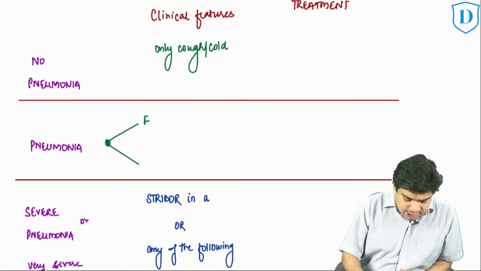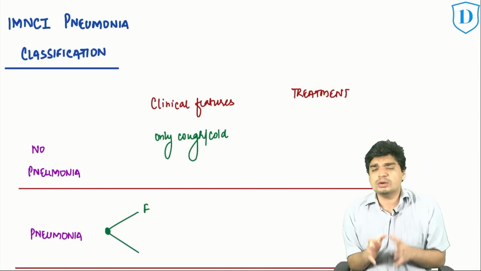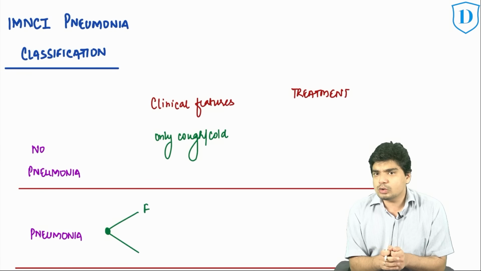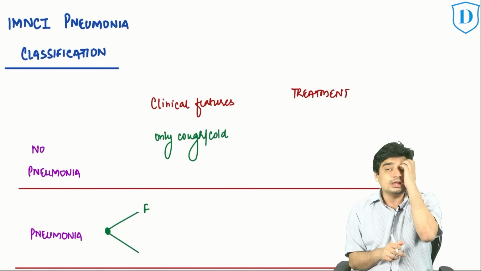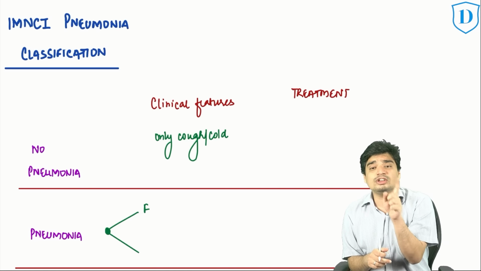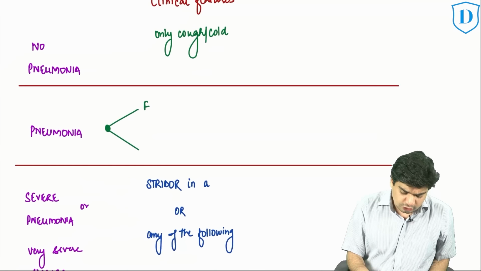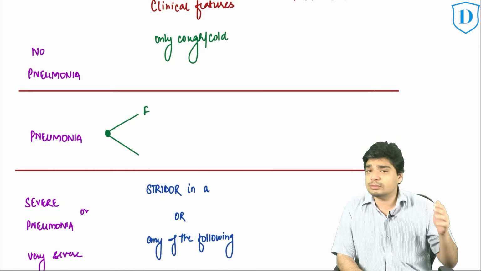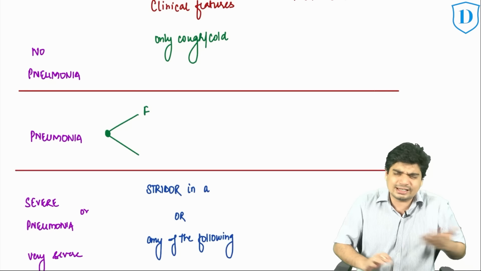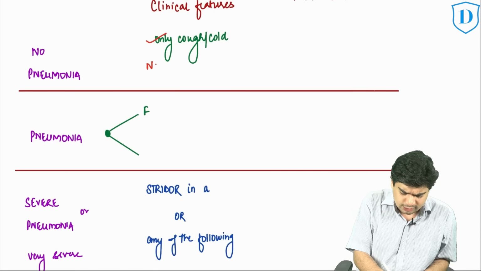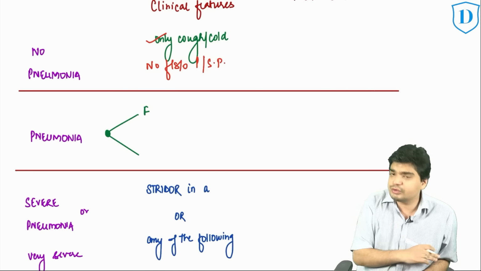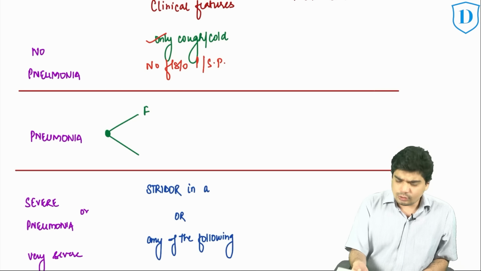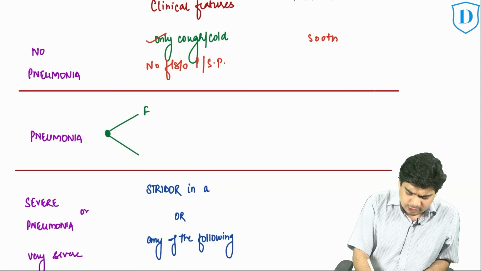If we come to the pneumonia classification, again the same dictum is going to apply. Let's see how. The only thing worse than a crying child is the child who is not crying. So pneumonia also is classified into 3 categories: no pneumonia, pneumonia and severe pneumonia. No pneumonia is basically nothing. There's only cough and cold. There is no feature suggestive of pneumonia or severe pneumonia. Treatment, obviously nothing is required. We just give soothing measures.